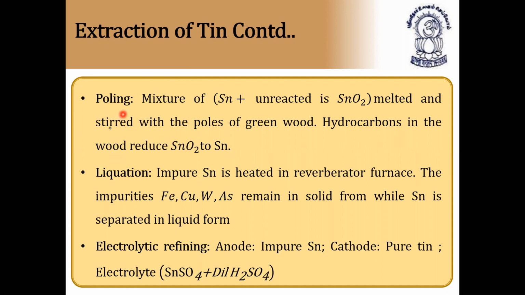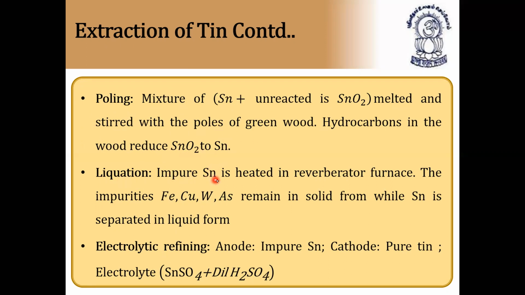Next, we have to do poling. Next, liquefaction. Next, electrolytic refining. So total 6 processes. It is poling, then liquefaction, and then electrolytic refining. The mixture of tin plus unreacted tin oxide is melted and stirred with poles of green wood. Due to this, what happens? Hydrocarbons in the wood reduce tin dioxide to tin. In this way, we form tin.